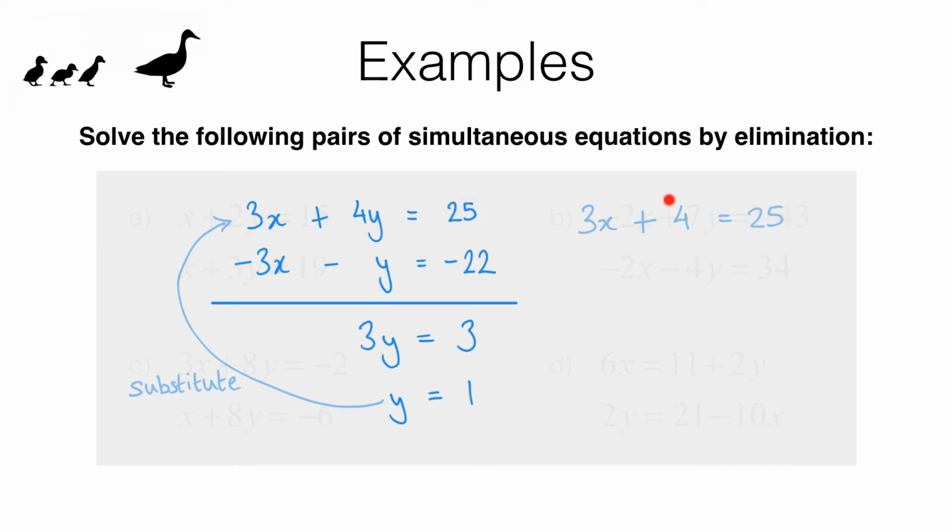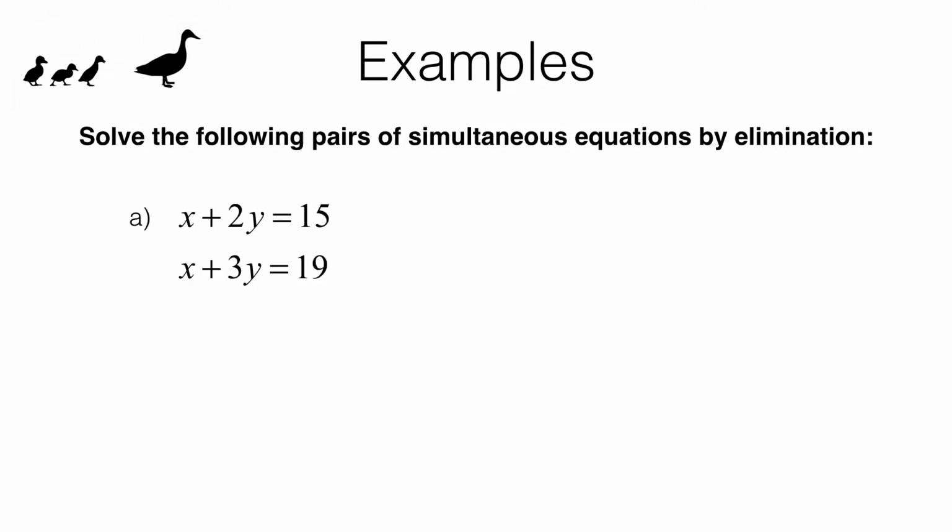Now, to solve this for x, what I need to do is subtract 4 from the left and the right hand side. That gives me 3x equals 21. Now I can divide each side by 3, and that gives me x equals 7. So my solution set is actually x equals 7, y equals 1. Now, the examples we're about to look at are going to involve one extra step at the beginning in order to turn those simultaneous equations into ones like we've got here, as you will see.